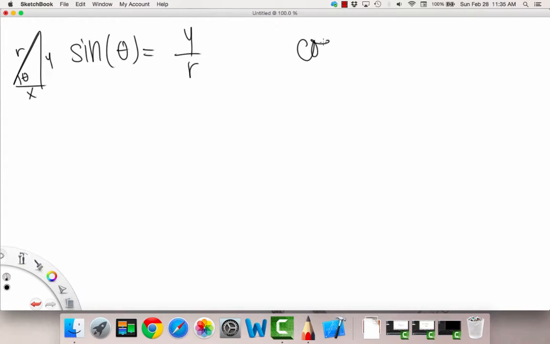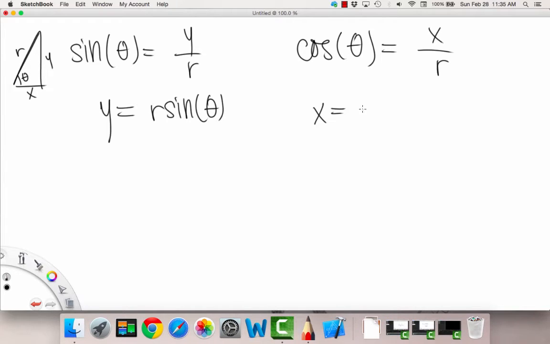So now let's take another look at our sine and cosine formulas. We have sine of theta is equal to y over r. When we have a triangle with r here, theta here, y, and x, sine of theta is equal to y over r. We also have that cosine of theta is equal to x over r. Those are just the set formulas. We can rearrange these to get x and y by themselves, so y is equal to r times sine of theta, and x is equal to r times cosine of theta.